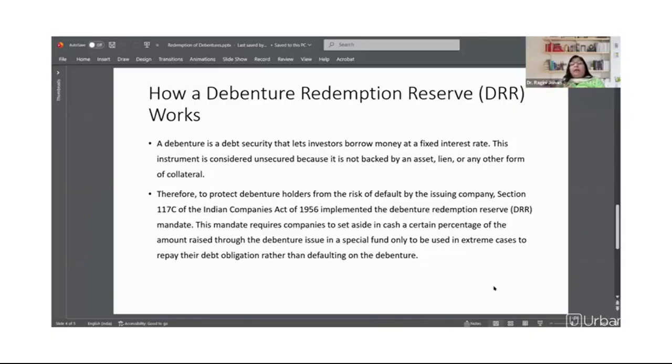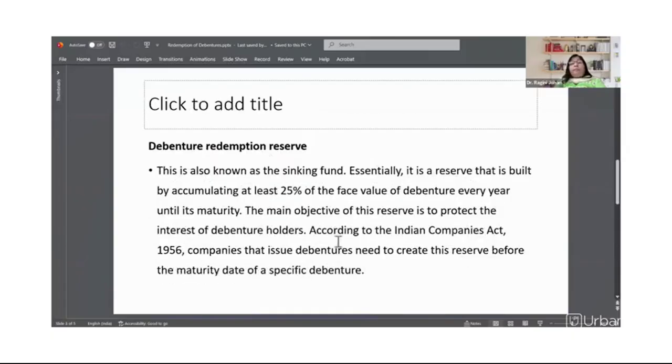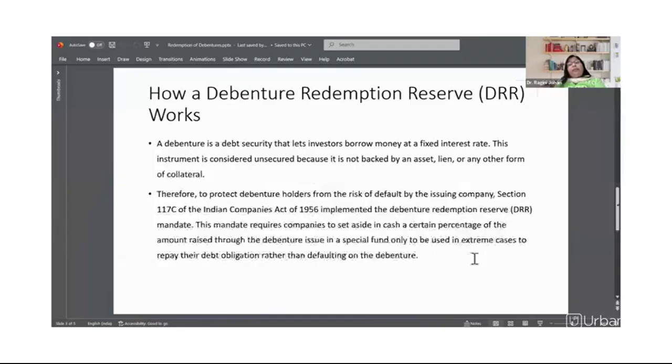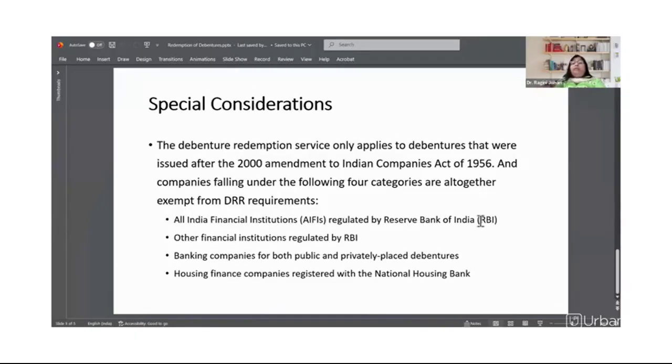This mandate requires companies to set aside in cash a certain percentage of the amount raised through the debenture issue in a special fund only to be used in extreme cases to repay their debt obligation rather than defaulting on the debenture. This fixed percentage, as I told you earlier, is normally 25% of the face value of debenture every year. Then we have some special considerations in this.